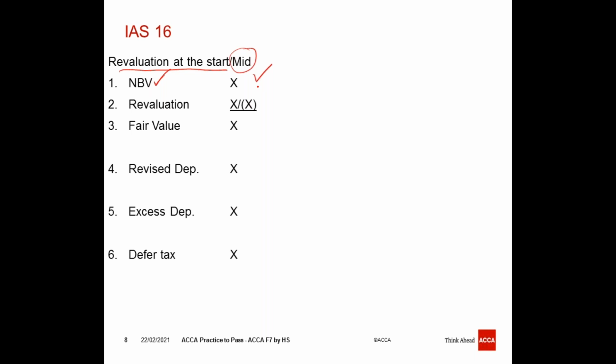So first of all, you need to calculate the net book value, assuming it is 10 million. Then this 10 million will be compared with the market value, assuming it's 15 million. So there will be a revaluation gain of 5 million.